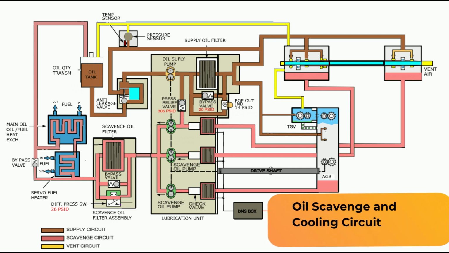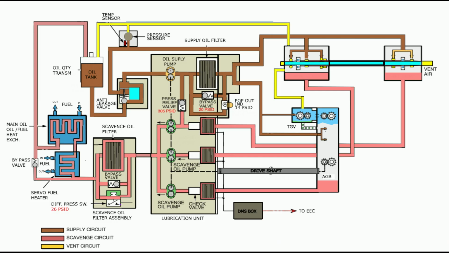Oil scavenge and cooling circuit. After distribution, the oil returns to the lubrication unit from 3 distinct sumps. The forward sump temporarily stores the oil resulting from the lubrication of the number 1, 2, and 3 main bearings. The aft sump stores the oil from the lubrication of the number 4 and 5 main bearings.